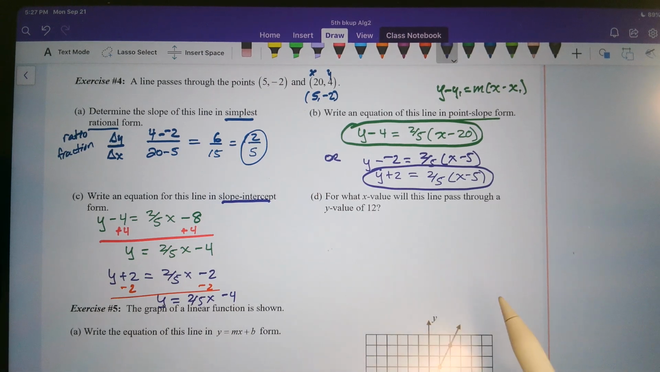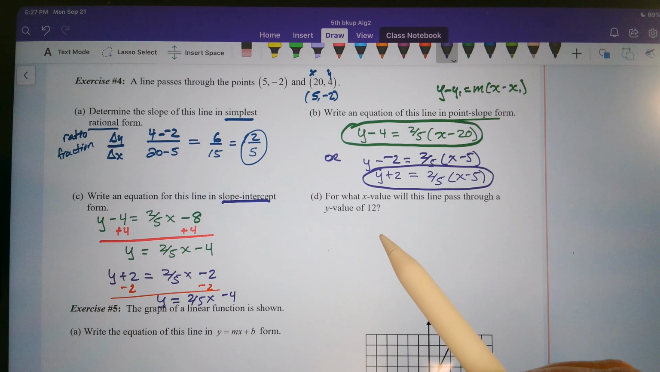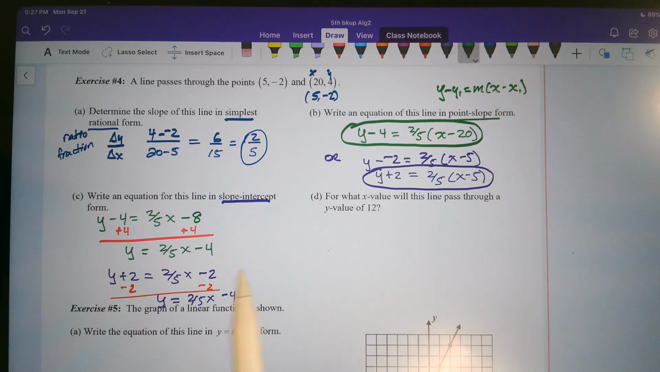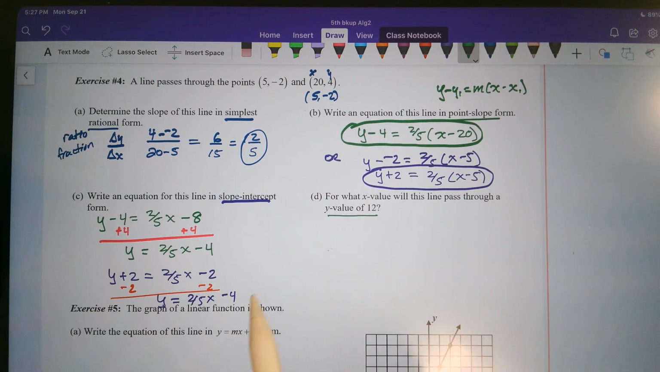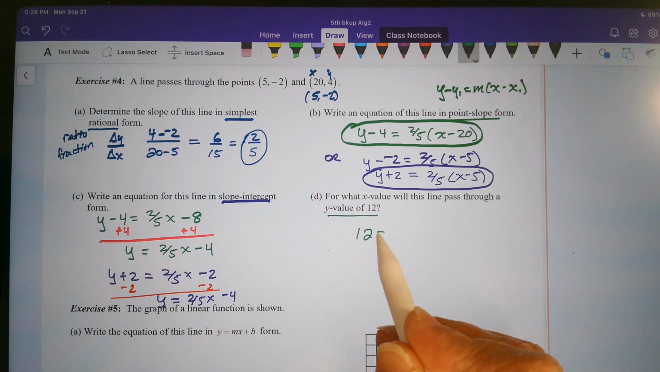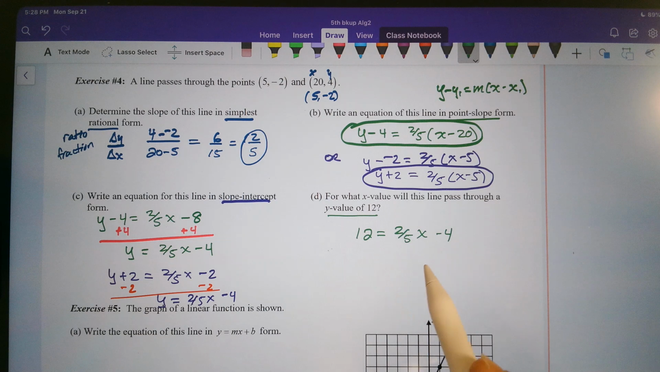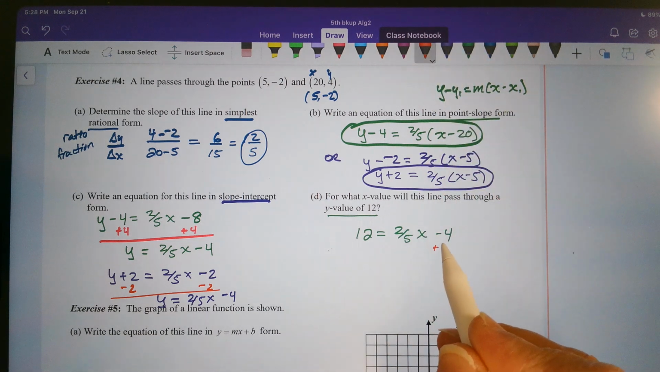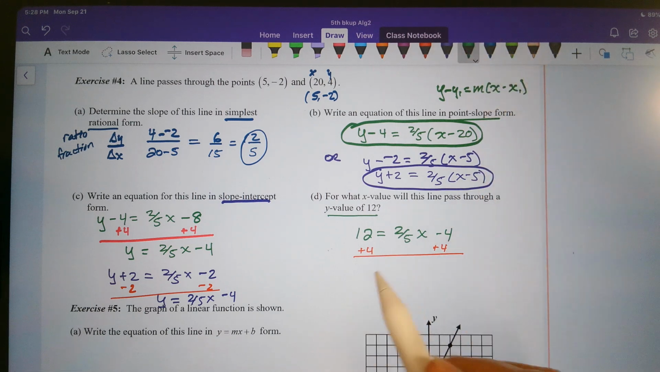For what x value will this line pass through a y value of 12? Okay, so I'm going to take this equation here, the slope-intercept, and we want to replace the y value with 12. So 12 equals 2/5 x minus 4. We could add 4 to both sides. And we have 16 equals 2/5 x.